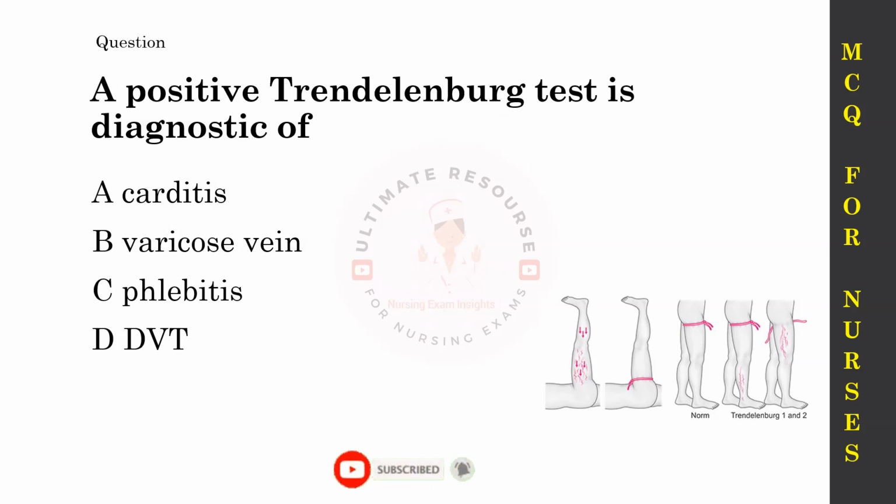A positive Trendelenburg test is diagnostic of. Options are A. Carditis, B. Varicose vein, C. Phlebitis, D. DVT. The answer is B. Varicose vein.